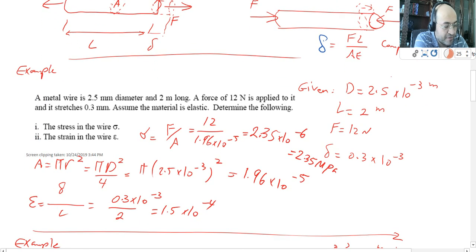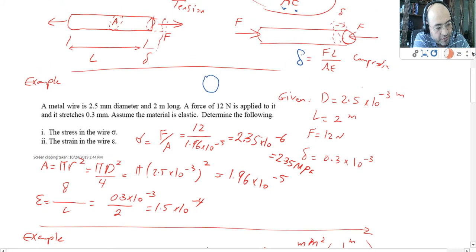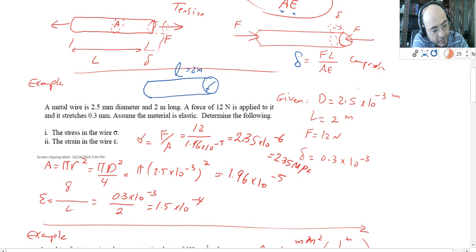So let's look at this example. In this example, I have a metal wire with a diameter of 2.5 and 2 meters long. By just looking at this, I understand why they give me the diameter, because if I look at a wire, I can see two characteristics of it. It has a length equal to 2 meters, and the diameter is 2.5 millimeters, and this is the diameter.